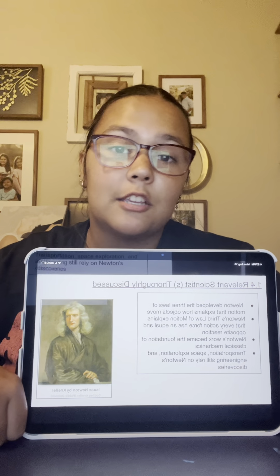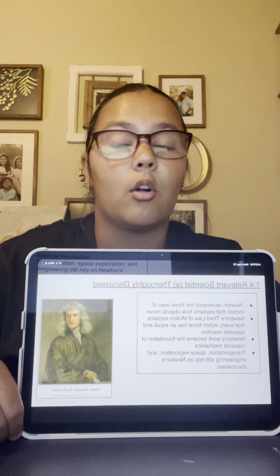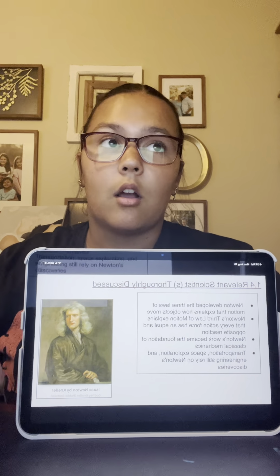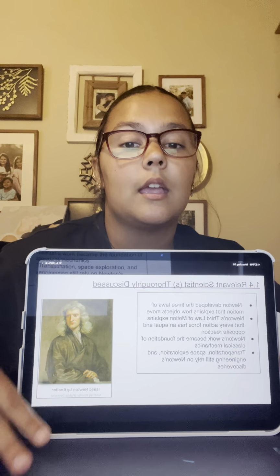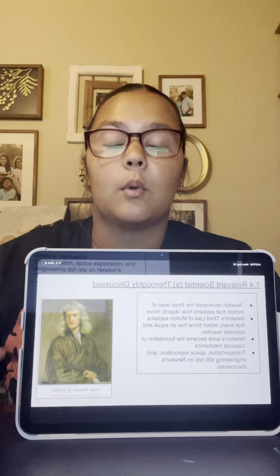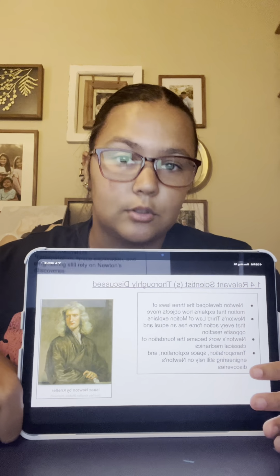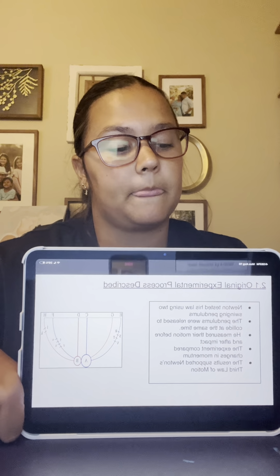It boosted transportation, space exploration, and engineering. It all still relies on Newton's discoveries, and all of it follows the basic laws and principles that he has given, as well as all of the formulas he has given, which we already discussed.